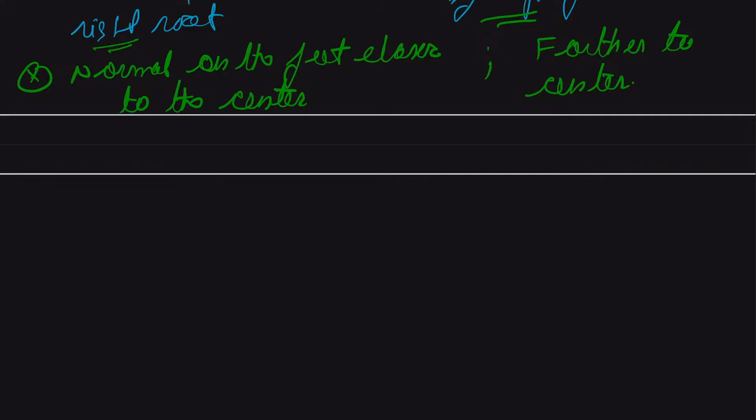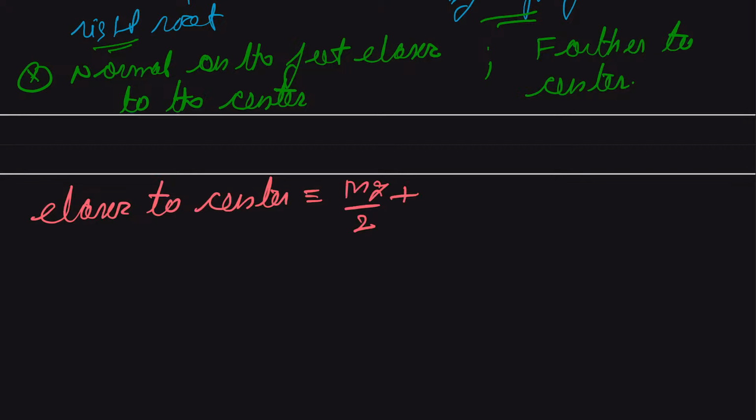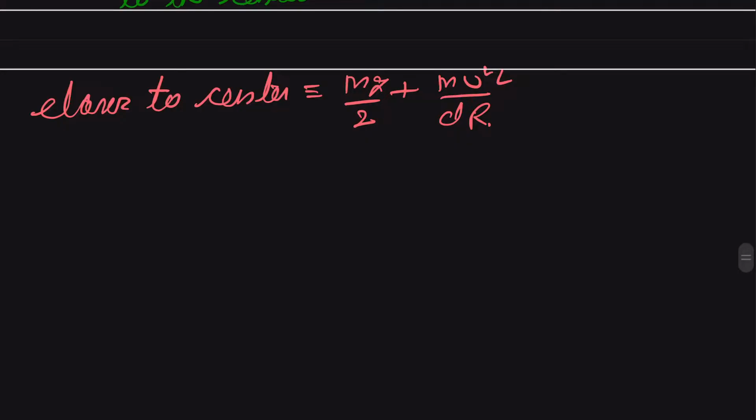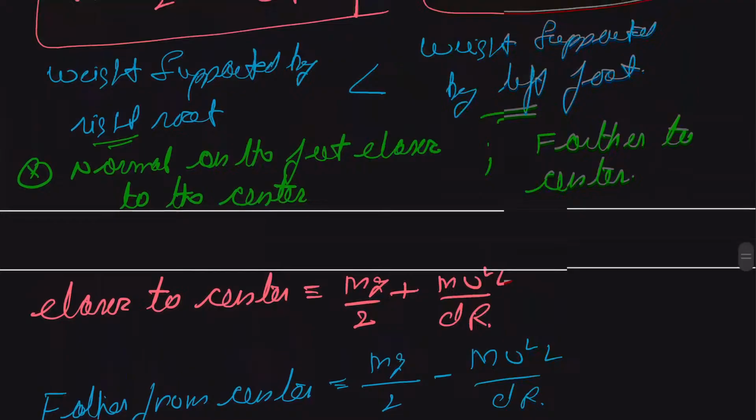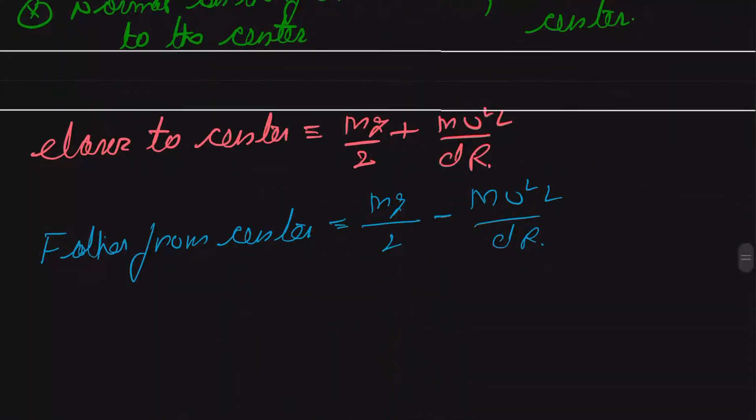We can say that closer to the center, this will be giving us mg by 2 plus mv square L upon d times r, and we have further from the center, and that will be equal to mg by 2 minus mv square L upon dr. So that will be the only change. The rest of the calculation will be the same.